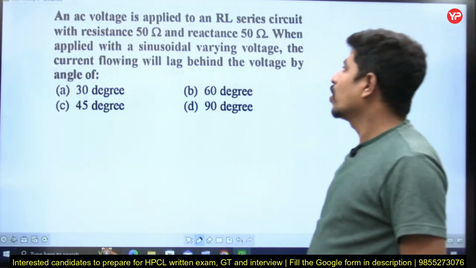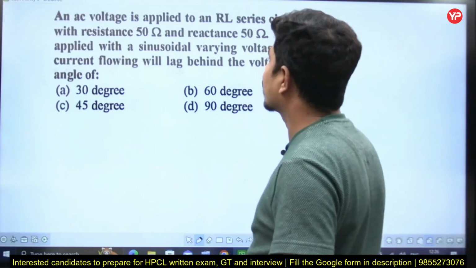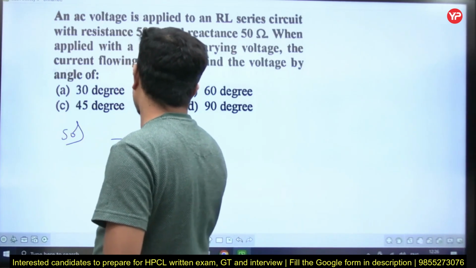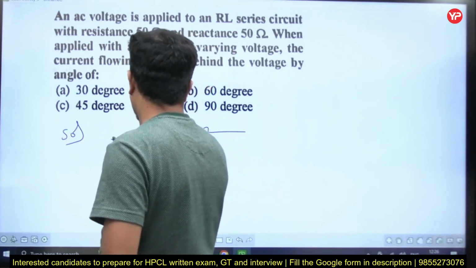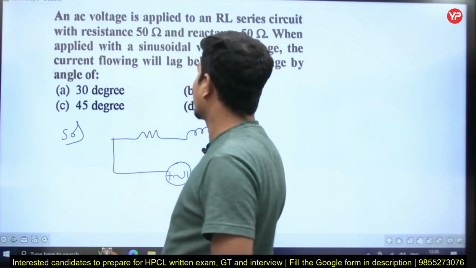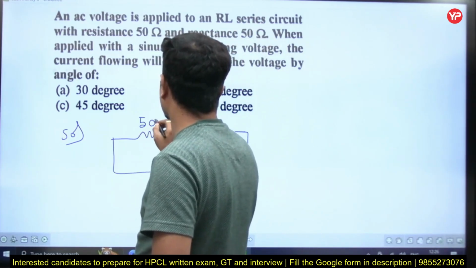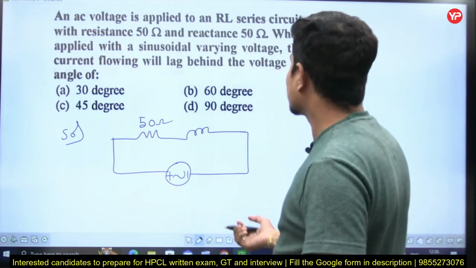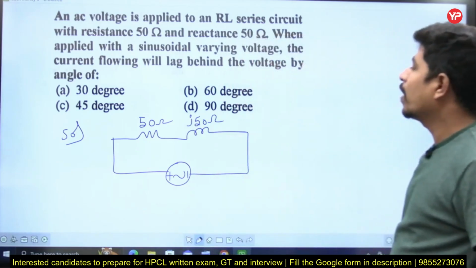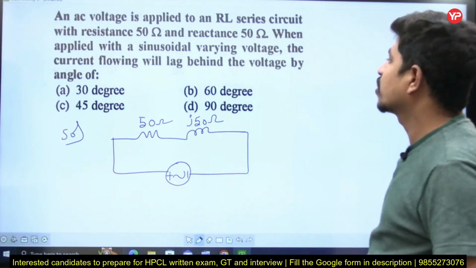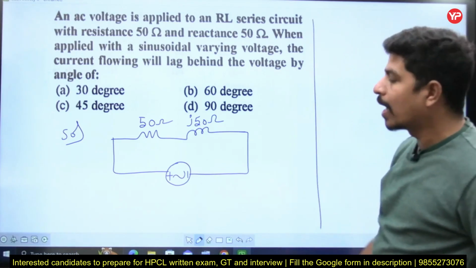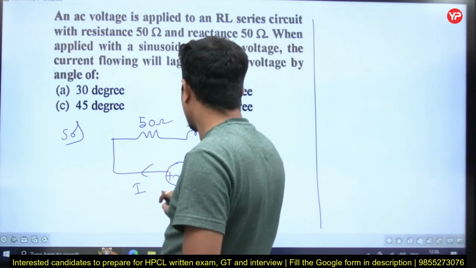An AC voltage is applied to an RL series circuit with a resistance of... See, he's saying that it is an RL series circuit, this is R, this is L, and an AC voltage source is applied. R is a resistance of 50 ohms and reactance is 50 ohms, but reactance is written as jXL, j50 ohms. When applied with a sinusoidal varying voltage, the current flowing will lag behind the voltage by an angle of... He is asking about theta. So this is I, this is V.